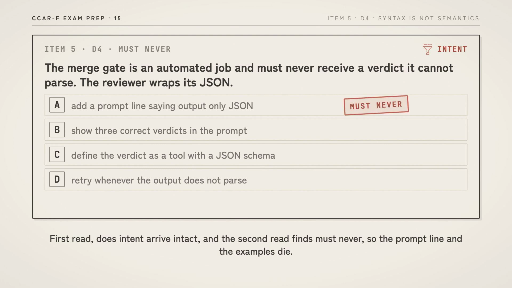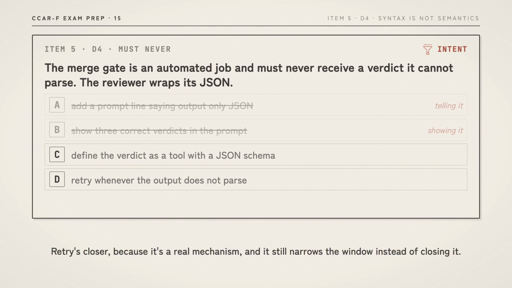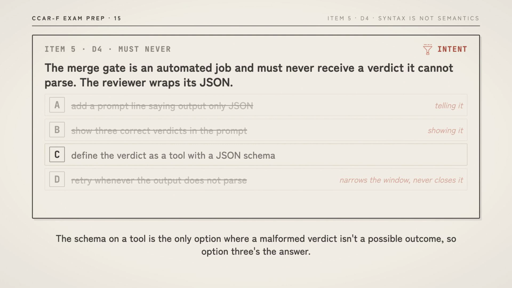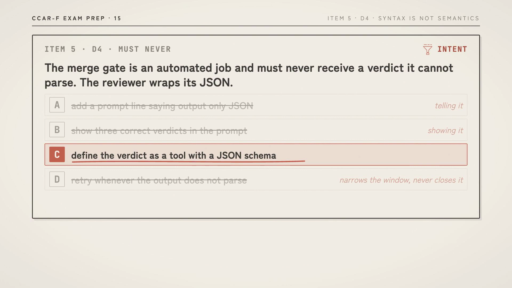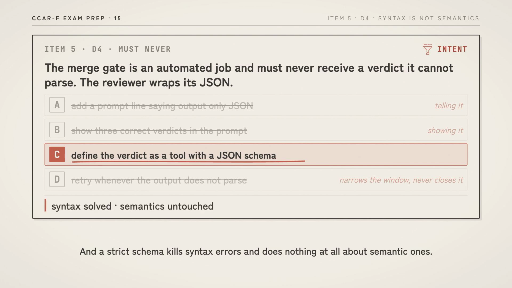First read, does intent arrive intact? And the second read finds must never. So the prompt line and the examples die. Retries is closer because it's a real mechanism, and it still narrows the window instead of closing it. The schema on a tool is the only option where a malformed verdict isn't a possible outcome. So option 3 is the answer. And a strict schema kills syntax errors and does nothing at all about semantic ones.